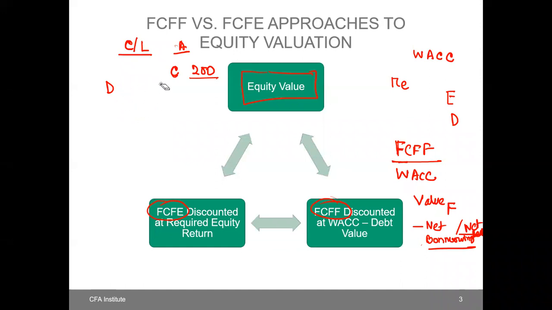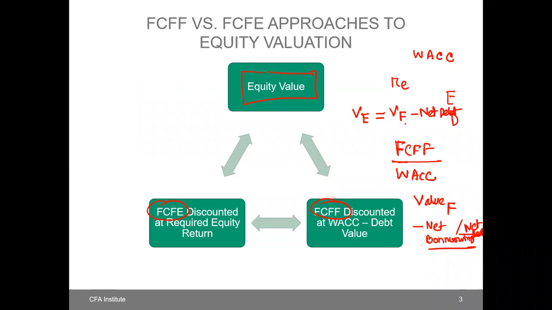Now, what we have to do? We already have calculated the value of firm, and we have to subtract the net borrowing or the net debt from the value of firm. Okay, so note that the equation is like that: value of equity is value of firm minus net debt.